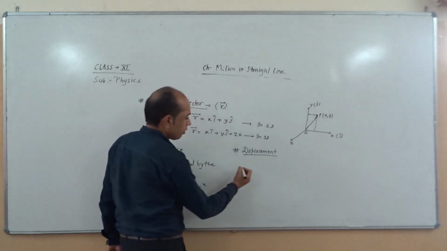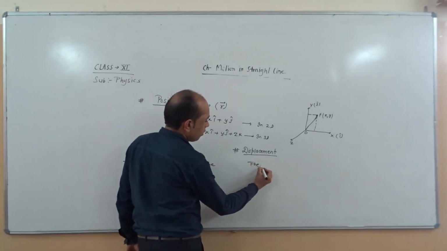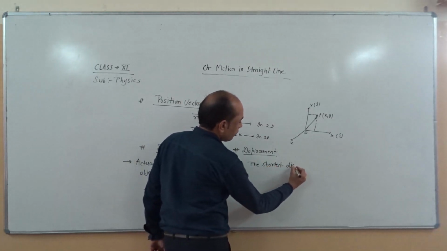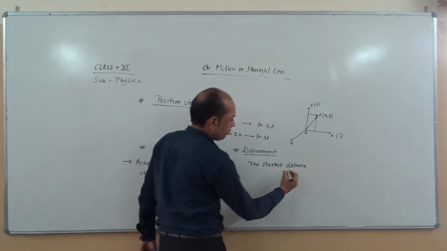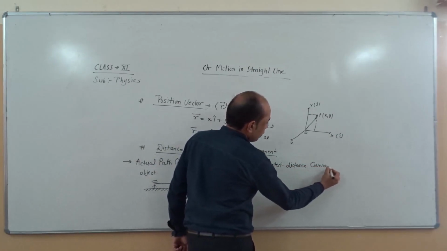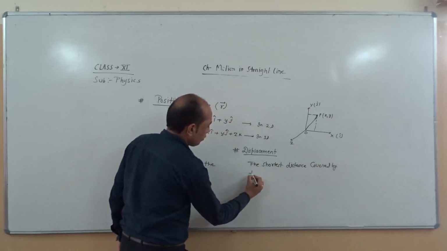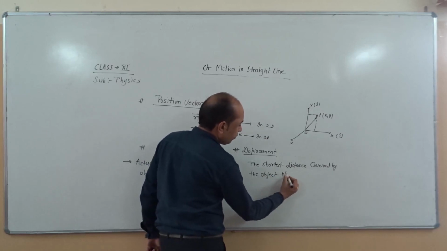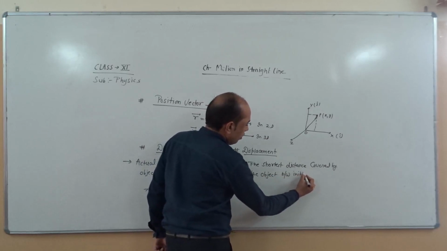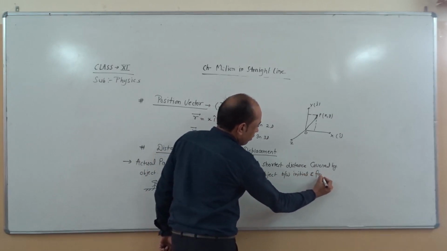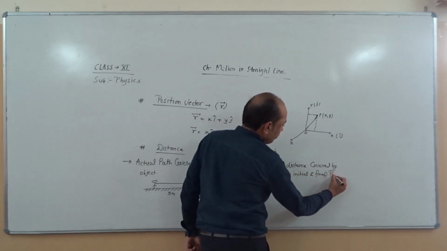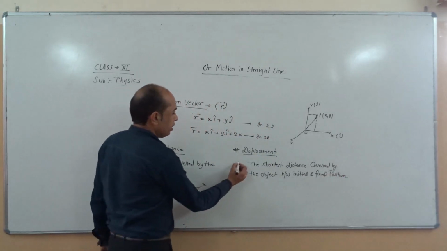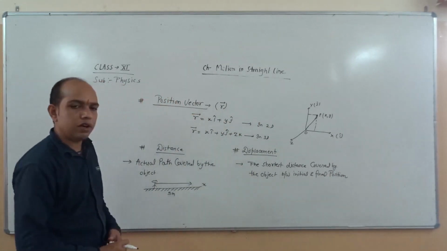On the other hand, the shortest distance covered by the object between initial and final position. So the shortest distance covered by the object between initial and final point, this is called displacement.